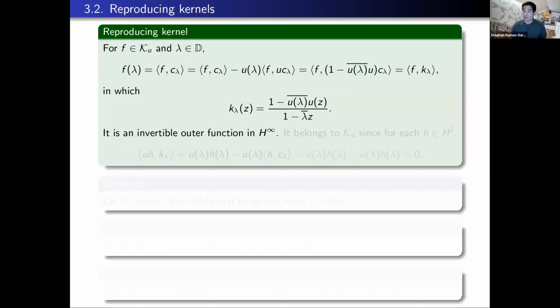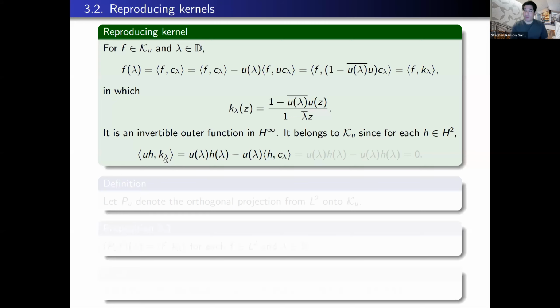So it's an invertible outer function in H infinity. We'll use that in the second lecture. It belongs to Ku. So in other words, it is actually the reproducing kernel we're looking for because it has the reproducing property and it belongs to Ku because of the following computation.